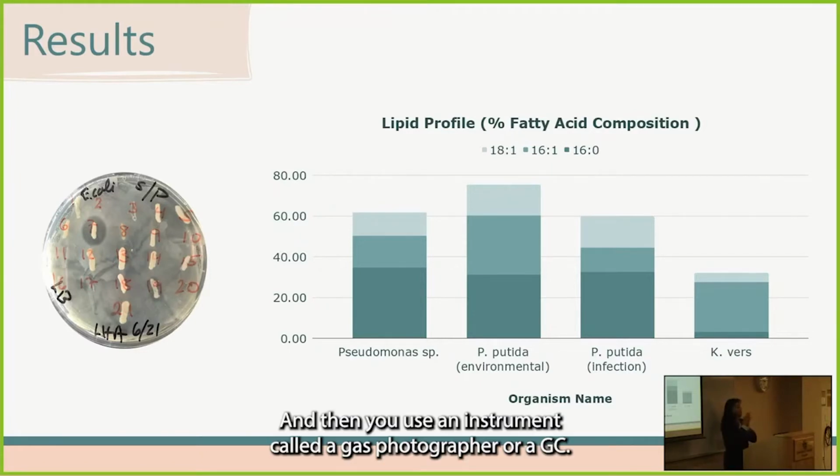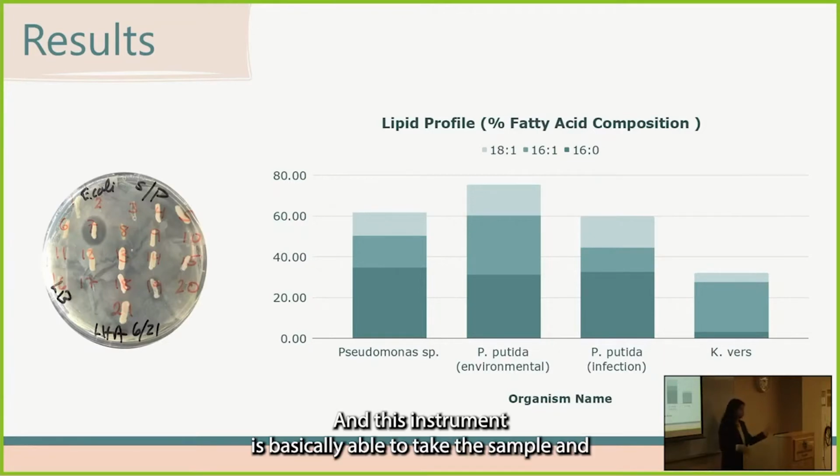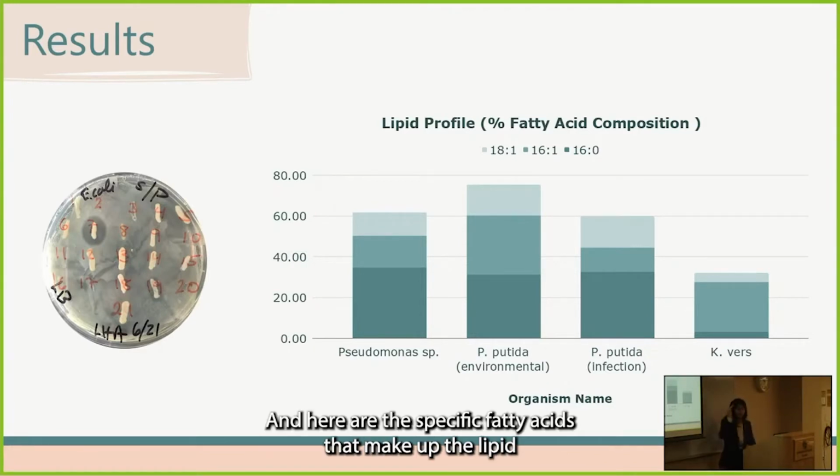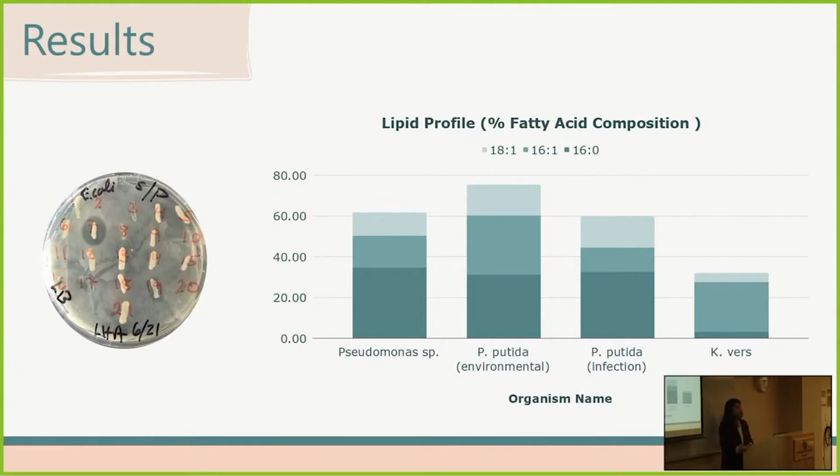And then you use an instrument called a gas chromatograph, or a GC, and this instrument is basically able to take the sample and break down, here are the lipids in the membrane, and here are the specific fatty acids that make up the lipid.